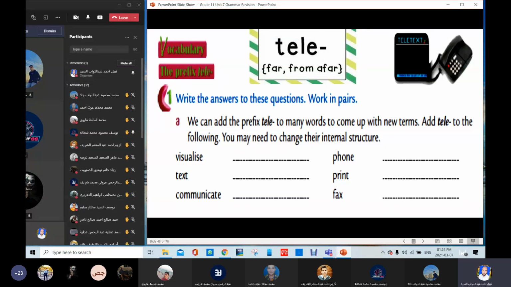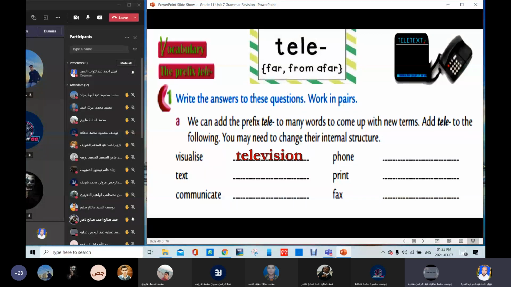Who can define what a television is? Muhammad Saleh. Television. A television is a screen or a device on which we can watch movies or programs. Films. Yeah. Okay, good. Next, text. Yusuf Atiyah.